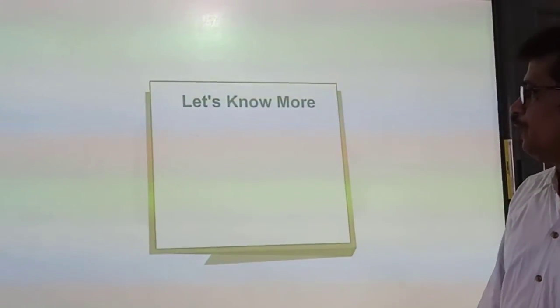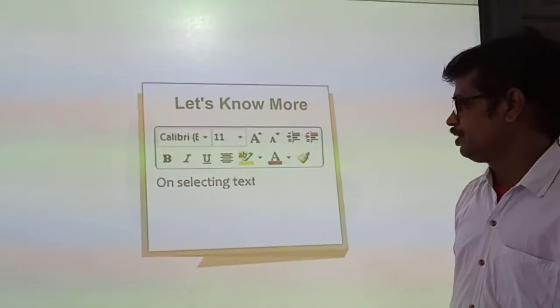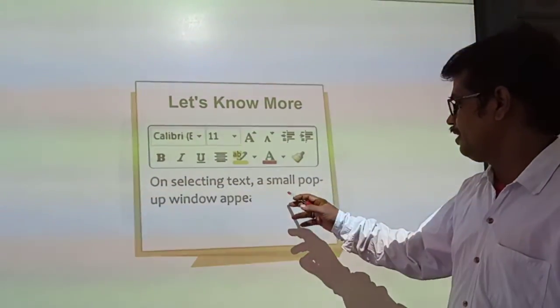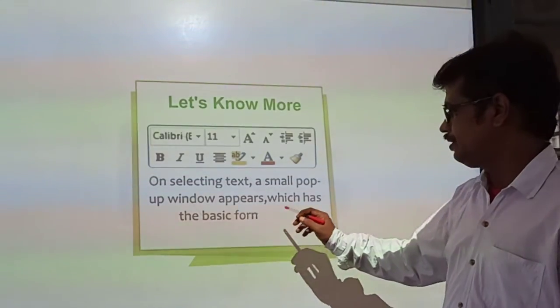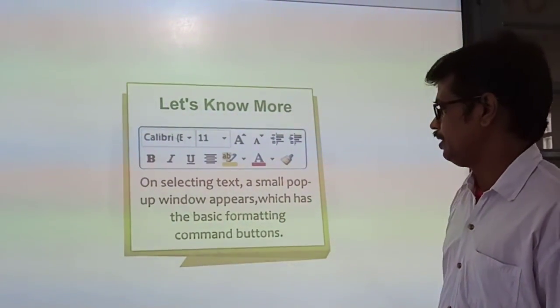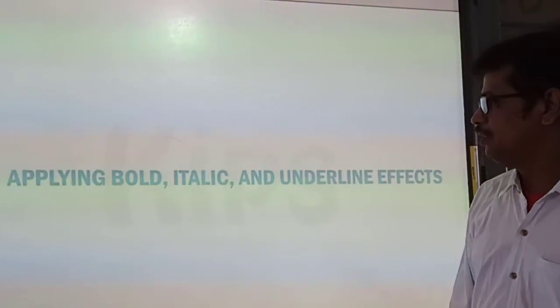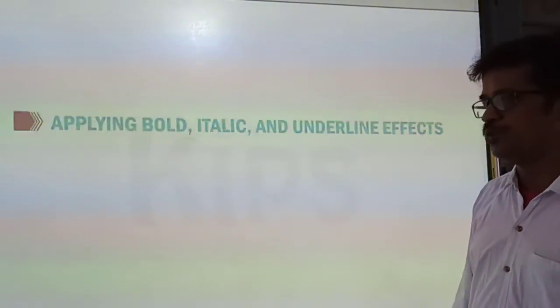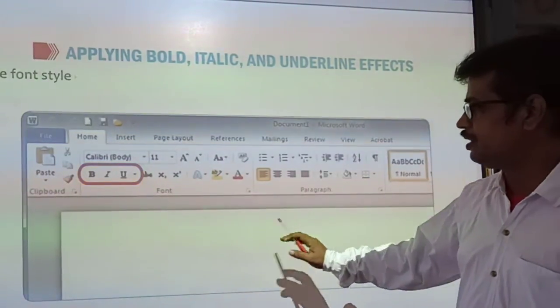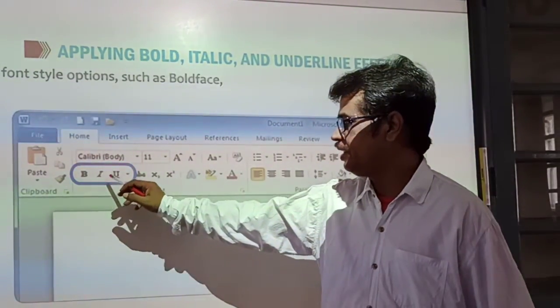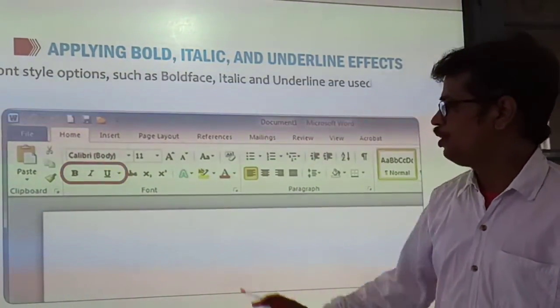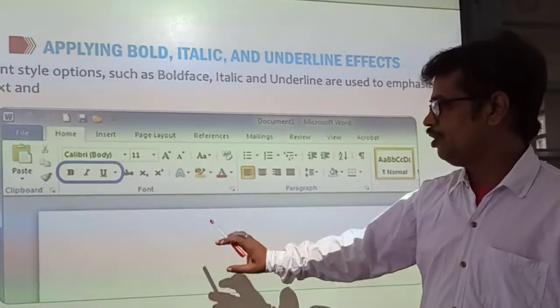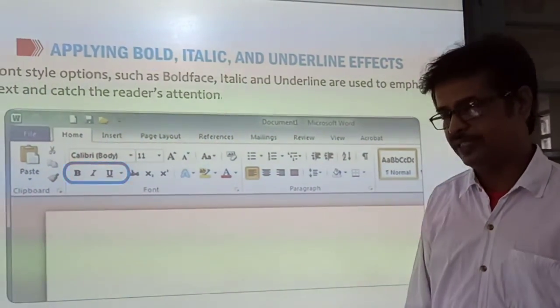Now let's know more about the box. On selecting a text, a small pop-up window appears which has the basic formatting command buttons. Okay. Now applying bold, italic and underline effects. Already I have shown you. First you have to select the text. This is for bold, this is for italic and this is for underline. Before doing all this, don't forget you have to select your text first.